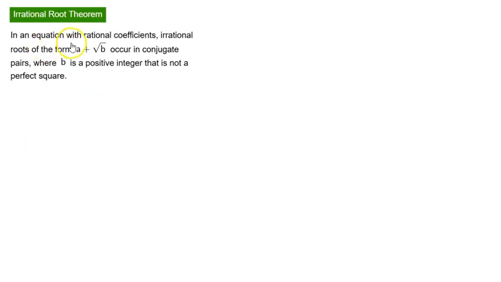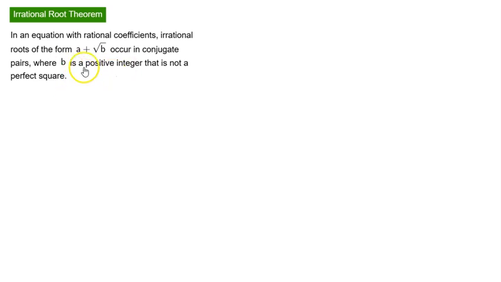We have looked at factor theorem, fundamental theorem of algebra, and we have seen conjugate root theorem. Now let's look at irrational root theorem. In an equation with rational coefficients, irrational roots of the form a plus root b occur in conjugate pairs, where b is a positive integer that is not a perfect square.